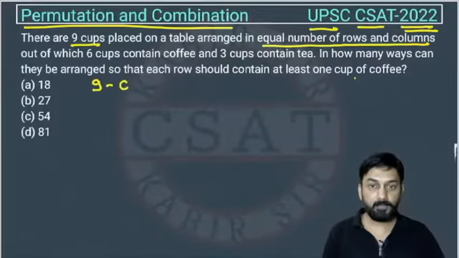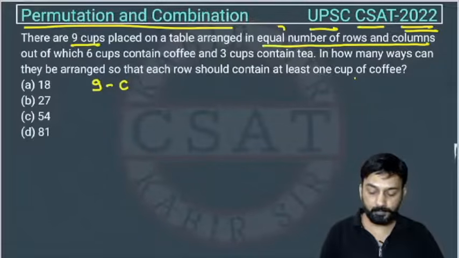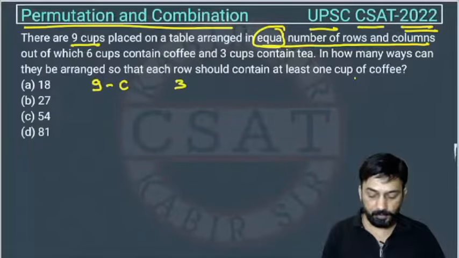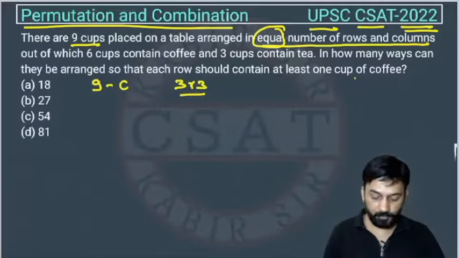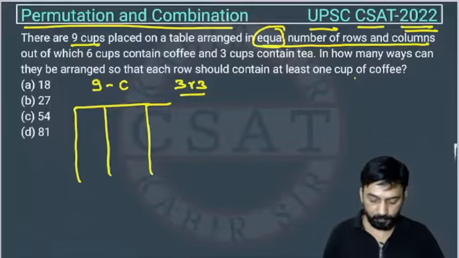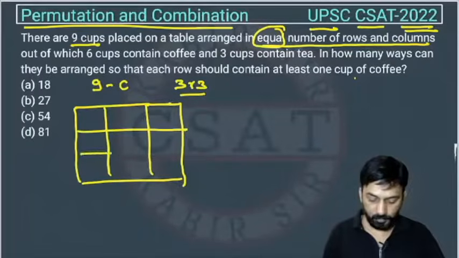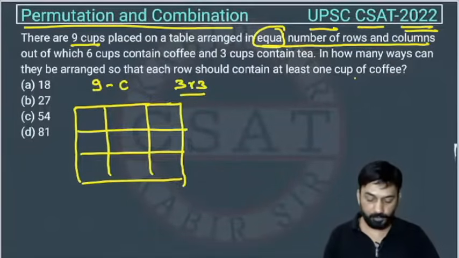So we have to arrange them in equal number. Whenever there is an equal number, we have to take the square root of this. So the square root of 9 is 3. So this will be 3 by 3, right? So we will arrange them in the format of 3 by 3. Suppose like this we have to arrange. So this is 3 by 3. Okay, in this we have to arrange 9 cups, right?